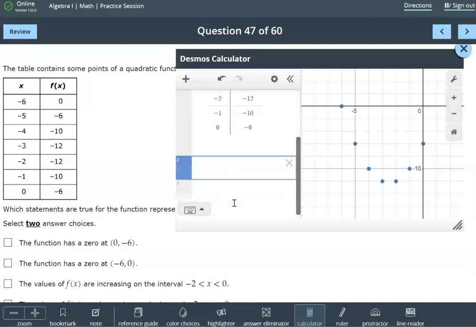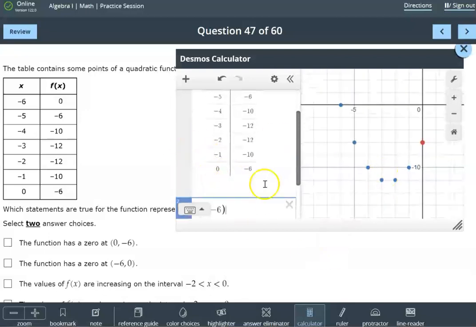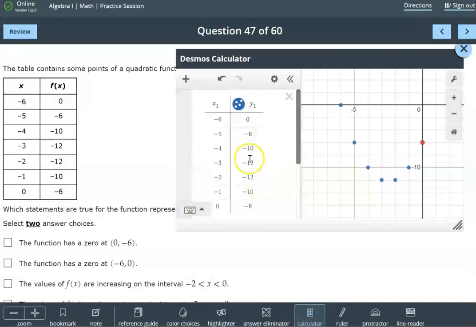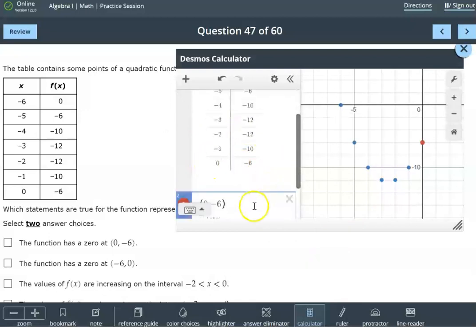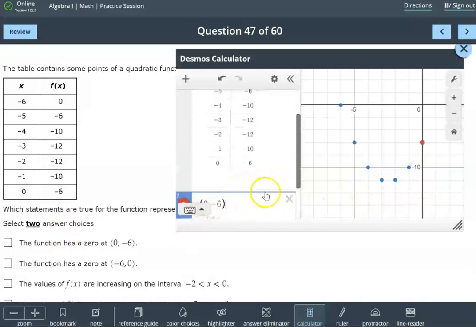Instead, I'm just going to graph the point that's in the answer choice and see if it's something that might appear in this graph. And so quickly I can see the point (0, -6) not only makes sense, but it's actually in the table. But the question is, is that a 0 of the function? And the answer is no.